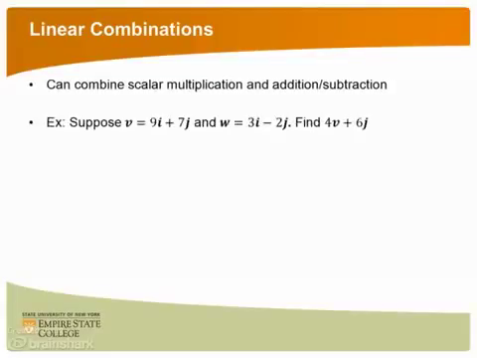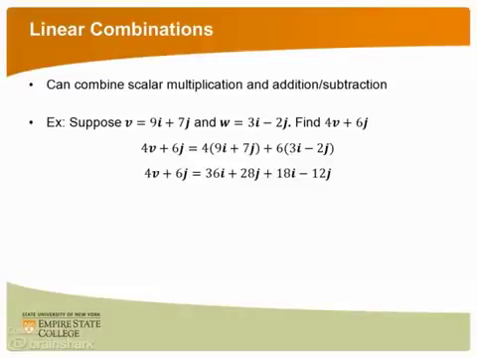Suppose this time we have vector v equal to 9i plus 7j and vector w equal to 3i minus 2j. We want to find the linear combination based on these two vectors of 4v plus 6w. First, we will worry about the two scalar multiplications. We multiply 4 by all of vector v and 6 by all of vector w.